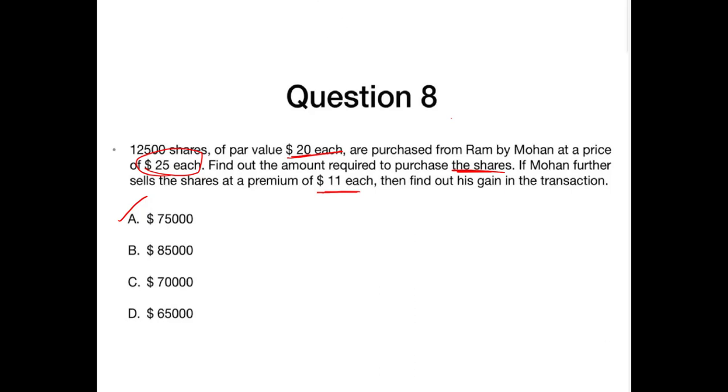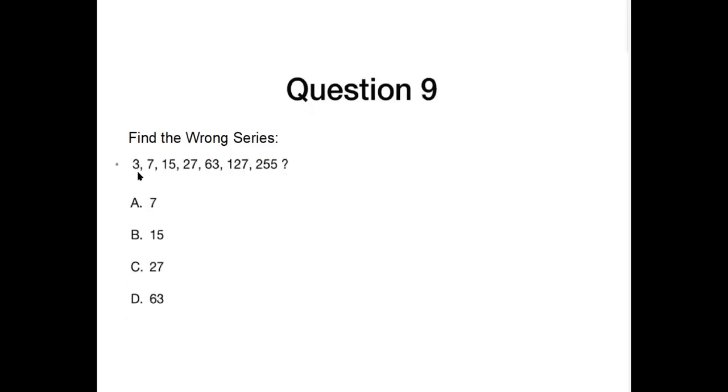So let us continue. Here we can see the series: 7, 3, 7, 15, 27, 63, 127, and 255. Here we need to find the wrong series. If you know this series, it's really simple.